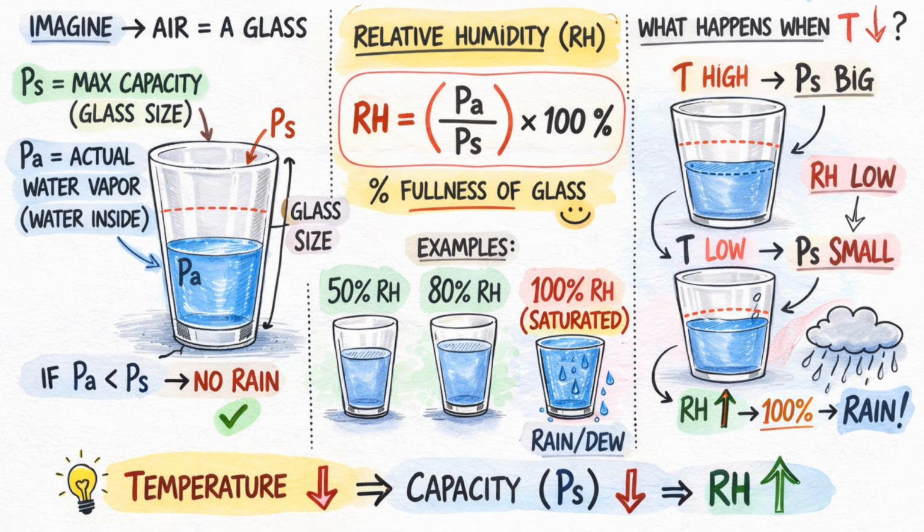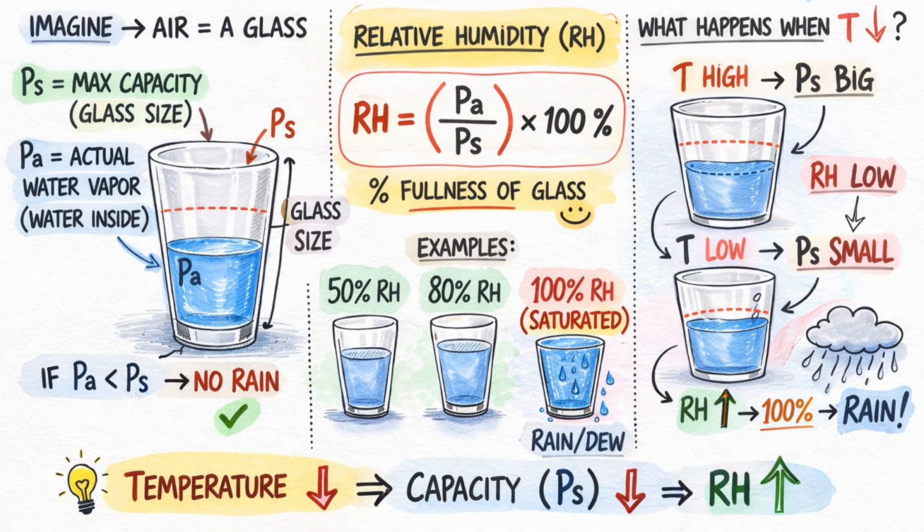Imagine the air is a glass. It holds invisible water vapor. Now listen carefully. The size of the glass is called PS, saturation vapor pressure. That means maximum capacity. And the water already inside the glass, that is PA, actual vapor pressure. So simply PS equals glass size, PA equals water inside the glass. Relative humidity is just one question. How full is the glass? RH equals PA by PS times 100. That's it. It is just the percentage fullness of the glass.